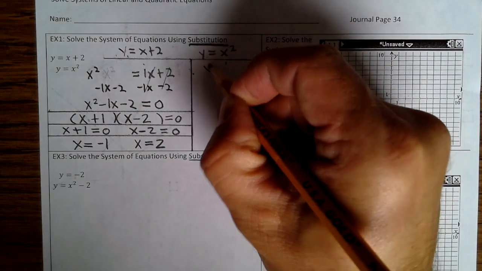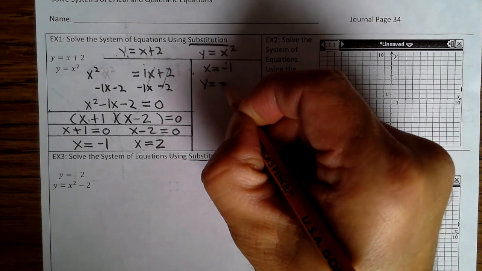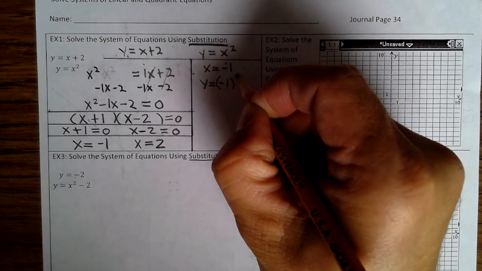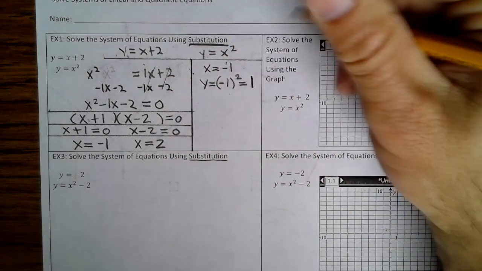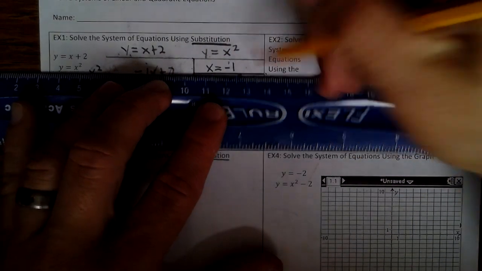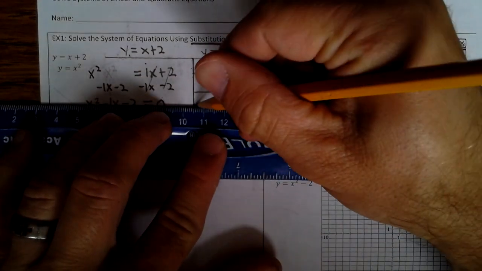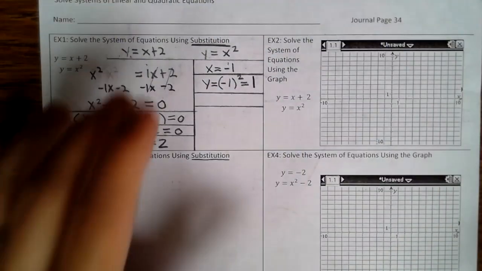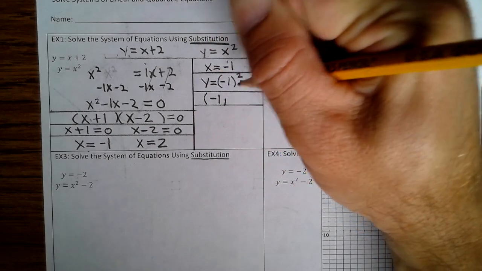So when x is -1, y equals negative, and you have to put that in parentheses. Whenever you square a negative number, it has to be in parentheses. (-1) squared is 1. Okay, so let's add some lines here again to keep our work organized. Okay, so then our solution is -1 comma 1.